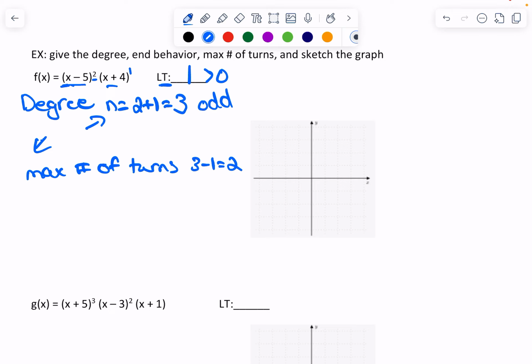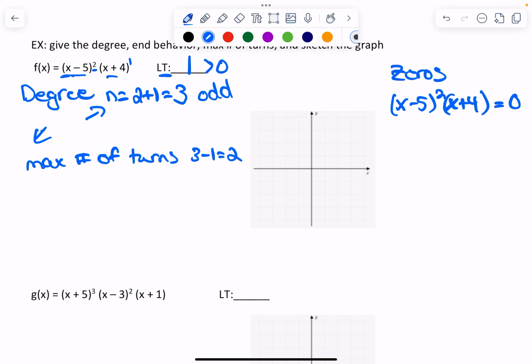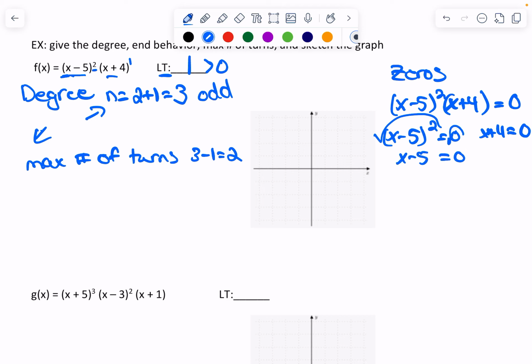And now, for us to sketch the graph, we're going to need x-intercepts. We need to know where does it cross the x-axis. So we have x minus 5 squared times x plus 4. What we're going to do is set this equal to 0. So by the zero product property, we can say that x minus 5 squared equals 0 or x plus 4 equals 0. Now, to get rid of that squared, we take a square root. Well, the square root of 0 is 0, so we just end up with x minus 5 equals 0. You can skip that step and just write x minus 5 equals 0, or x plus 4 equals 0. So there should be the word or in between.